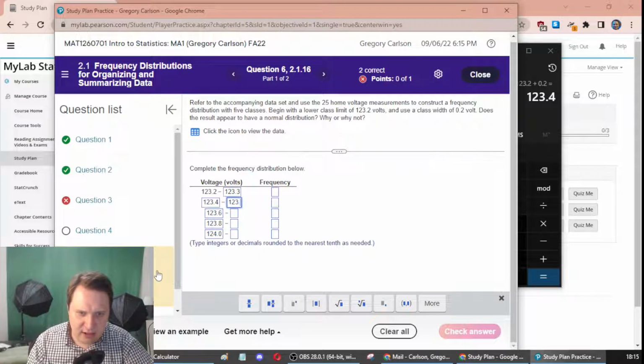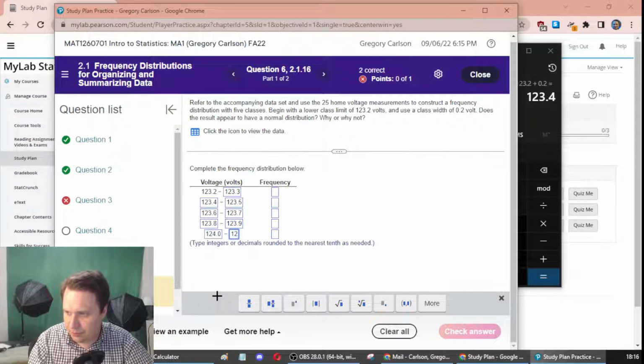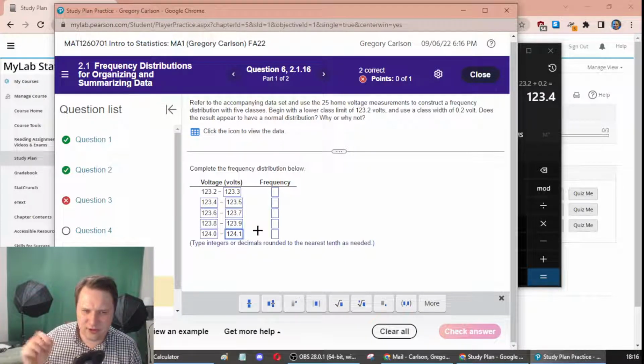So then you just add the class width, 123.5, 123.7. I'm just adding the class width over and over, 123.9, and then, wait a minute, add 0.1, sorry, 124.1. So why they only did one decimal here, whereas they did 2 decimals in the previous one, I don't fully understand. So maybe you can figure it out and explain it to me, because to me, it seems a little arbitrary. So we can then click our data.